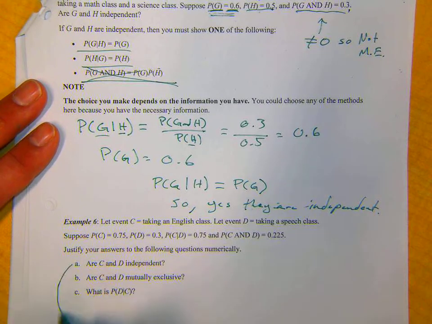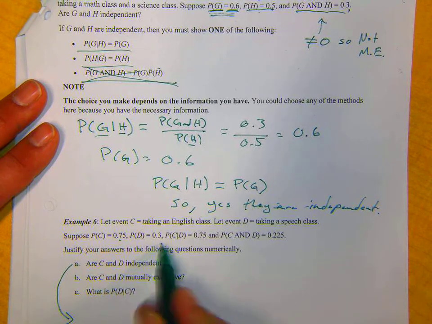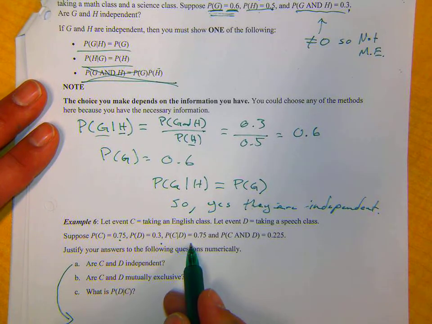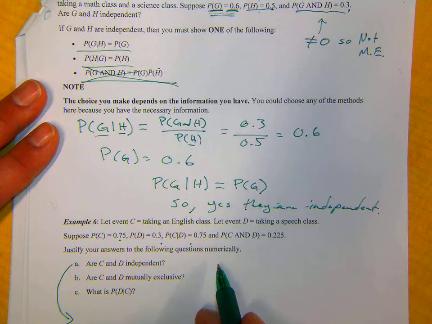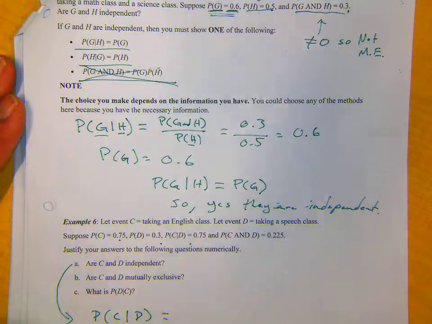So if I'm looking at whether C and D are independent, I have the probability of C, the probability of D, and I have the probability of C given D. Since I have this given condition, which goes into independence, I want to compare this to which one, the probability of C or D?